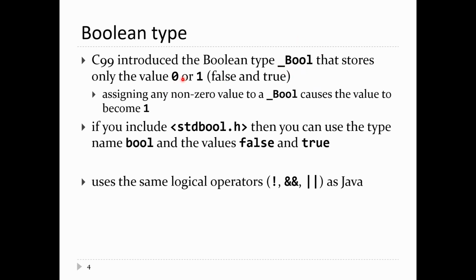Okay, so this thing bool stores a 0 or a 1, okay? So it always stores 0 or 1. 0 is false, 1 is true, right? Just like it is in bash, right?